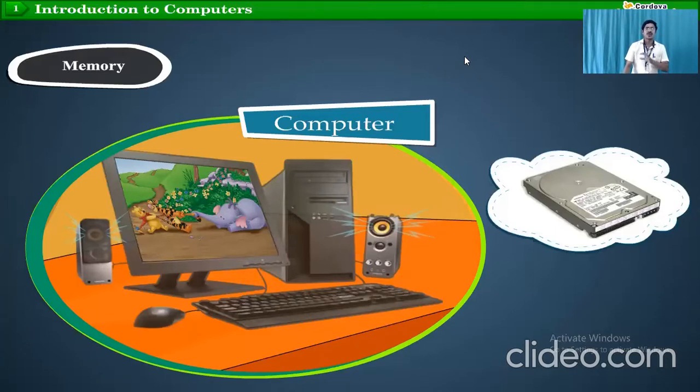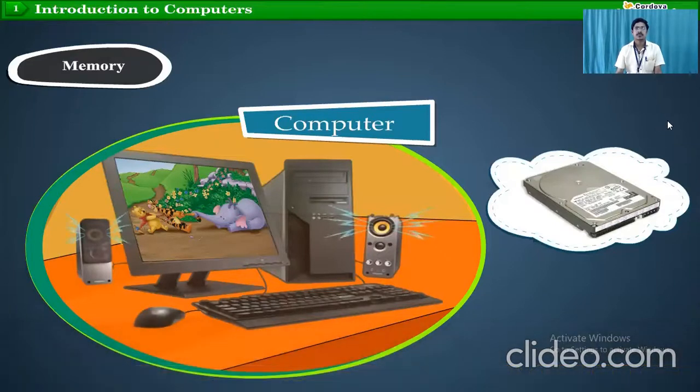1024 bytes make 1 kilobyte, and 1024 kilobytes come together to make 1 megabyte, that is 1 MB, and 1024 MB come together to make 1 GB, and 1024 GB come together to form 1 TB, that is terabyte. The basic unit of memory is bit. So we will discuss the different storage devices to store the data on that memory.